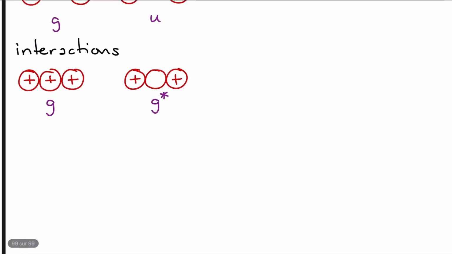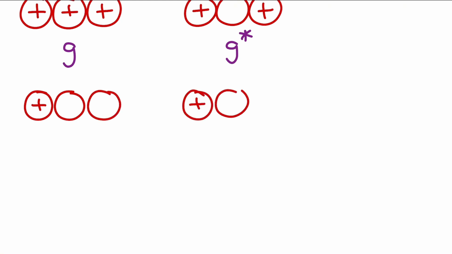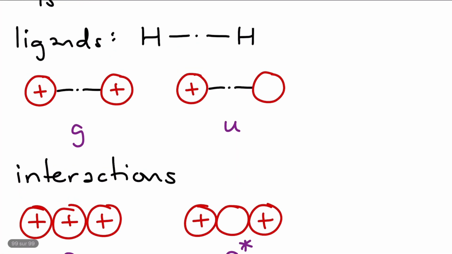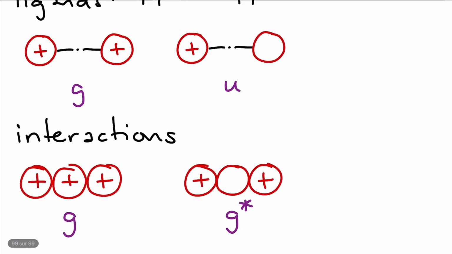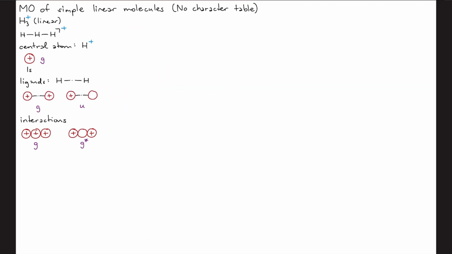And for the ungerade, let's consider the ungerade group orbital. Does it have any interactions really? No, right? Because the phases cancel out. So the ungerade group orbital is non-bonding. So we have only two interactions, and now we can draw its MO.